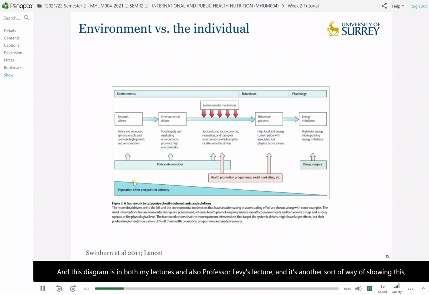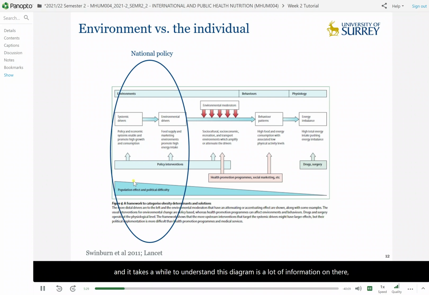And this diagram is in both my lectures and also Professor Levy's lecture, and is another way of showing this. It takes a while to understand this diagram. There's a lot of information on there, but essentially we've got the different sections up here: environmental changes, behaviour changes, and changes to physiology. And this end of the spectrum is what we would consider to be national policy, so we're looking at the wider determinants, those things around the taxation system, the wider economy.